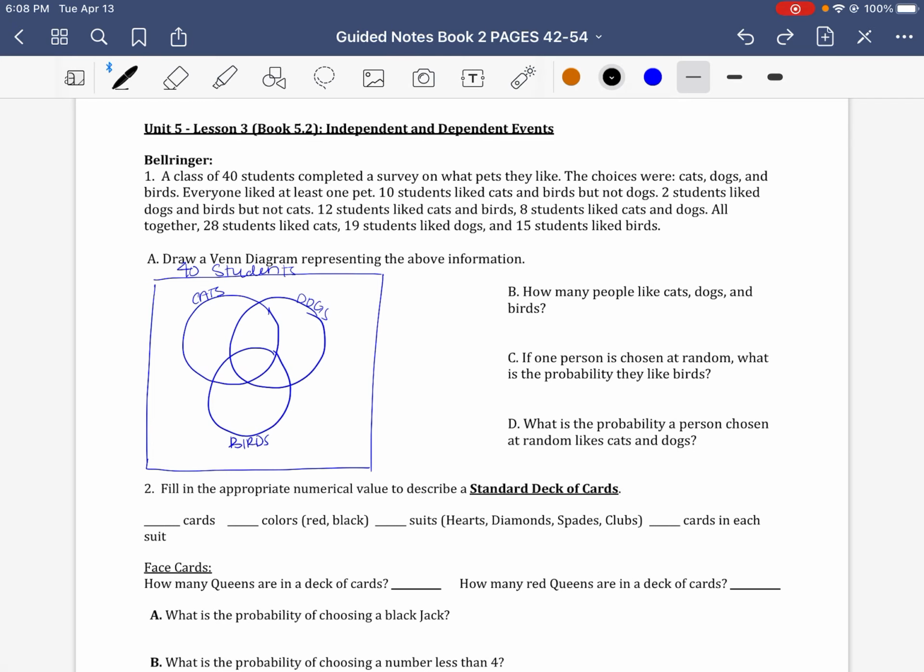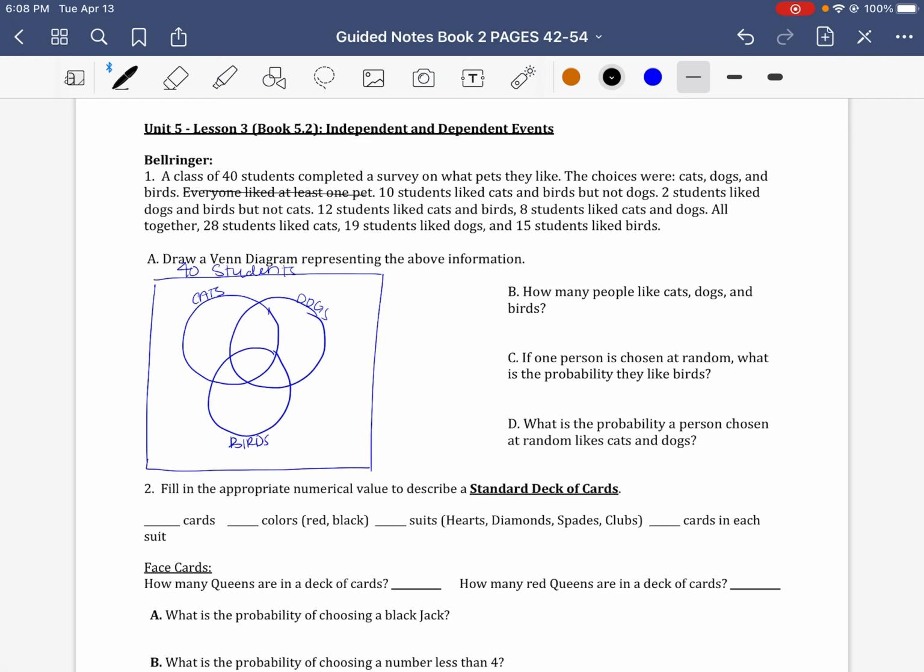So this is a class of 40 students who completed a survey on what pets they like. I've drawn a diagram here with 40 students written at the top. The choices are cats, dogs, and birds, so I've created 3 sets. And then it starts to give us information. So everyone likes at least one pet, so I know nobody's going to be on the outside, and then I'm done with that information, so I'm going to cross it off.